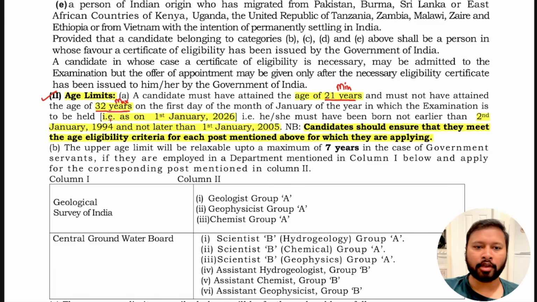So basically your age should be calculated on the 1st of July. They have made it very clear to you. They have said that your date of birth should not be earlier than 2nd January 1994. So if your date of birth is before 2nd January 1994, even if your date of birth is 1st January 1994, then you cannot apply. If your date of birth is 2nd January 1994 or later, in that case you can apply, and your date of birth should not be after 1st January 2005. So this is the range in which your date of birth should be, and you have to ensure that you meet the eligibility criteria.